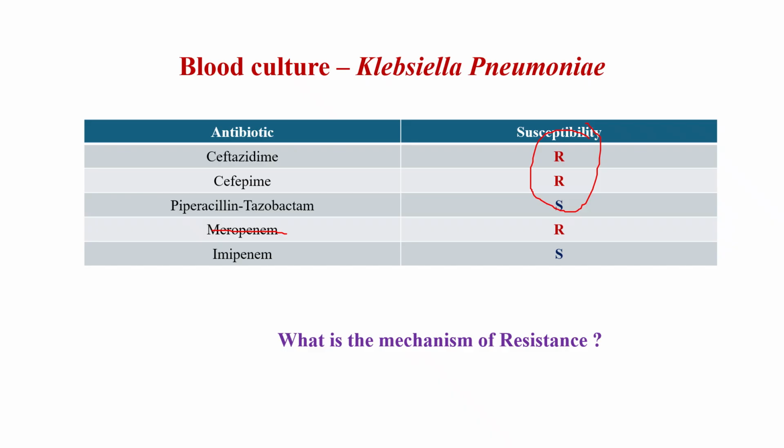So in ertapenem, if there is a loss of porin channels, then there can be differential susceptibility to ertapenem and imipenem. So ertapenem resistant and imipenem susceptible. So this could be because of the porin channel mediated resistance.